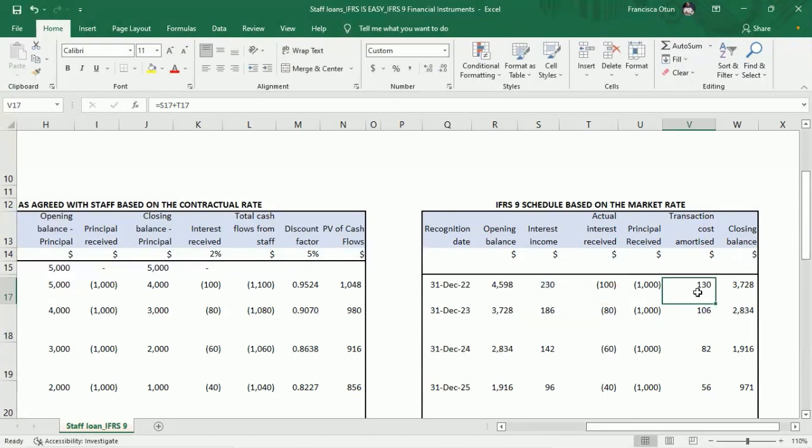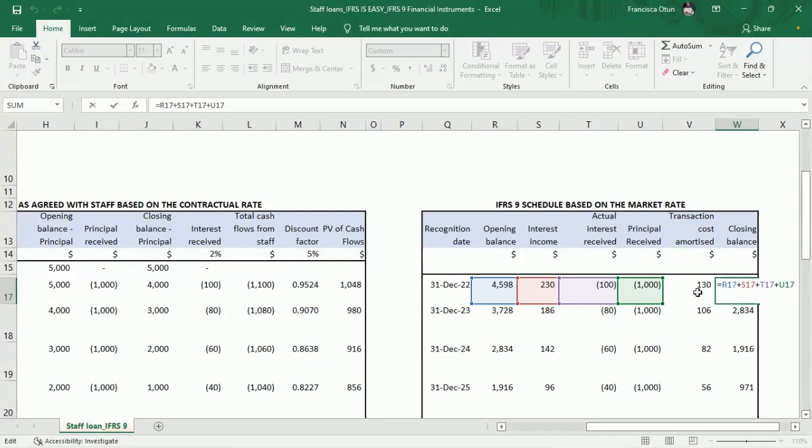Okay, so now what will be the closing balance according to IFRS 9? Now take note of this. The closing balance according to IFRS 9 will be the opening balance plus the interest income plus the actual interest received plus the principal received. That will give us the closing balance.